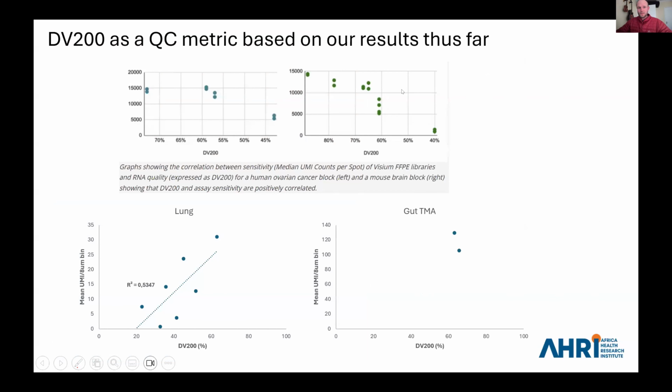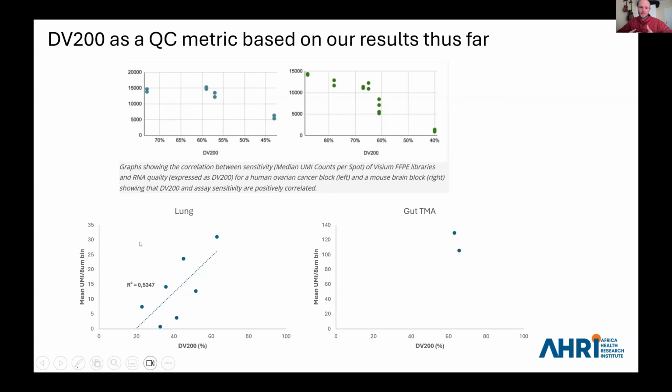So at the top here, I just wanted to show this is the 10x recommendation of the DV200 metric, looking at the DV200 score as a percentage, and then the mean UMI readouts per 8 micron bin. It shows quite nicely that as you increase in the DV200 score, you're getting better and better transcript readouts. And then this is our real life data, our lab data, looking at lung samples. You will notice that we get a lot lower UMI score per 8 micron bin.